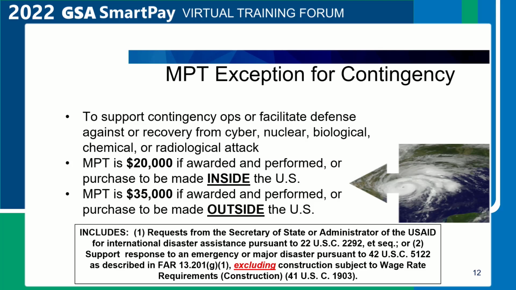So the micropurchase thresholds for civilian and military agencies: $20,000 in case of a contract to be awarded within the United States, and $30,000 in the case of a contract to be awarded outside of the United States.